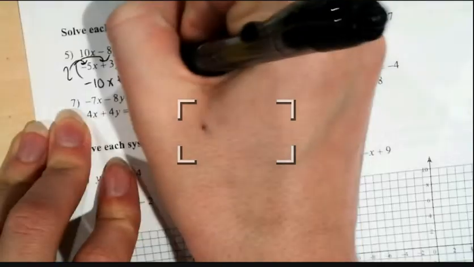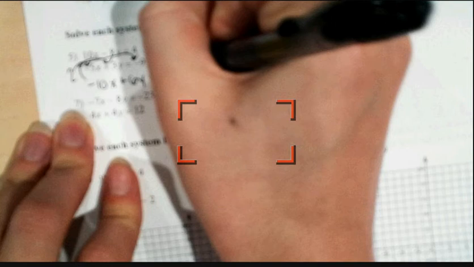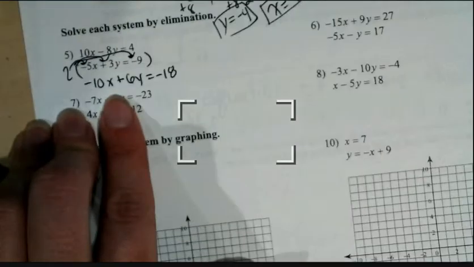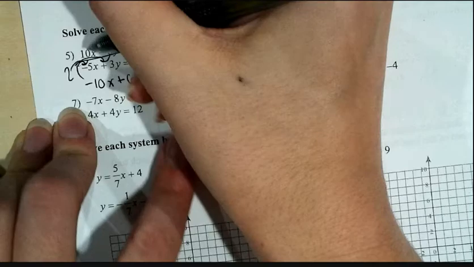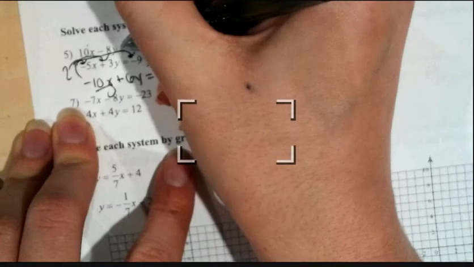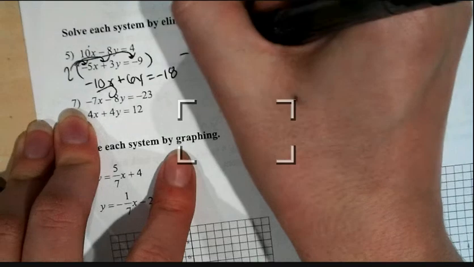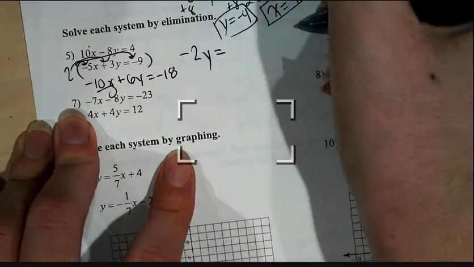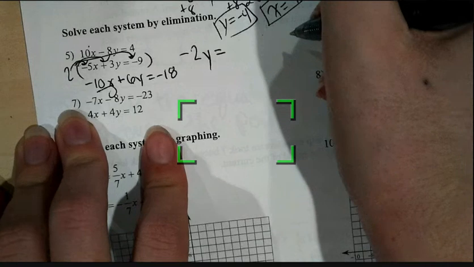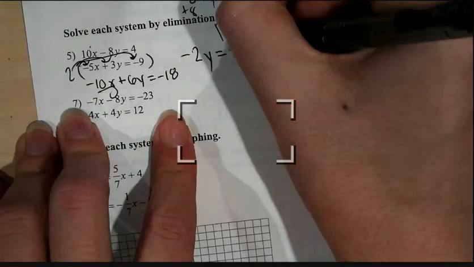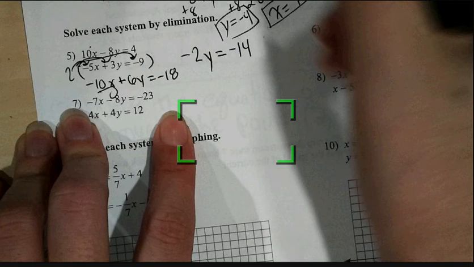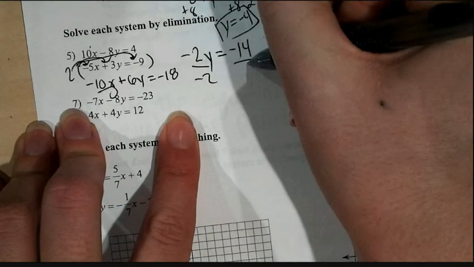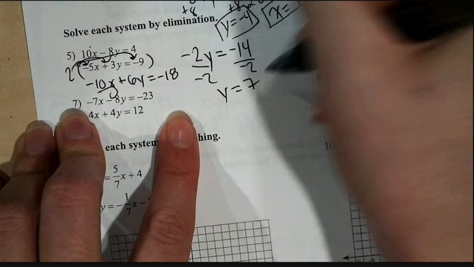And then I get negative 10x plus 6y equals negative 18. Once I do that, 10x minus 10x is 0. Negative 8y plus 6y is negative 2y equals 4 plus negative 18, which would be negative 14. I divide on each side by negative 2, and I get y equals 7.